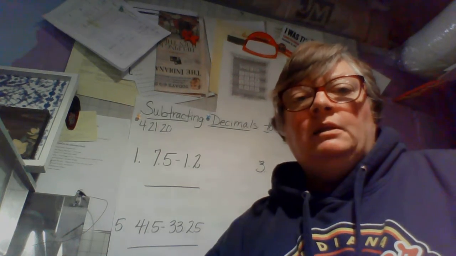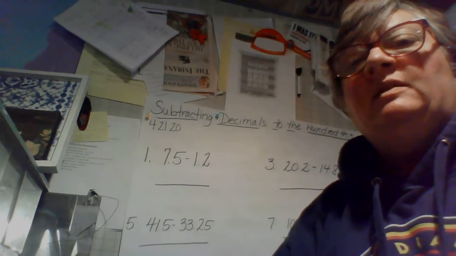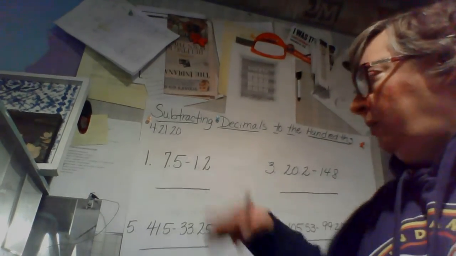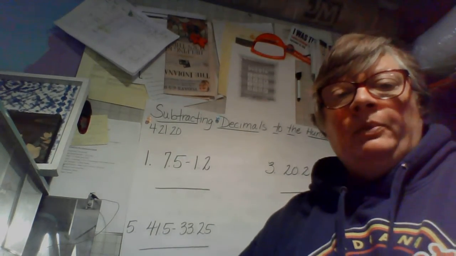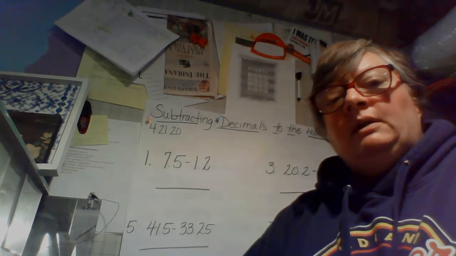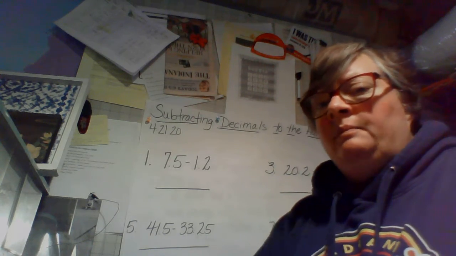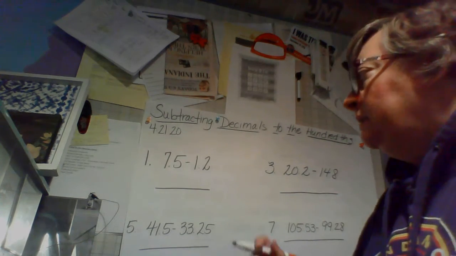Okay, math lesson 2 for 42120 is subtracting decimals. I did not do the whole page up here. I only did examples. The one thing you need to remember when you're subtracting decimals is you need to make sure that the decimal points are lined up, just like when you're adding decimals.